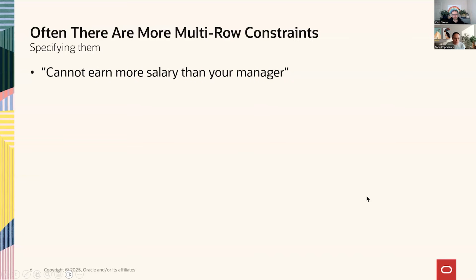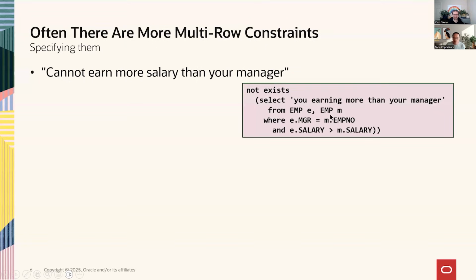You cannot earn more salary than your manager. A classic example: I had the self-referencing foreign key from employee number to manager number. Again, I'm going to look for an employee who earns more than his or her manager. So I'm doing a self-join of emp via the employee number foreign key up to the manager, and I'm looking for an employee E whose salary is greater than the manager's salary.